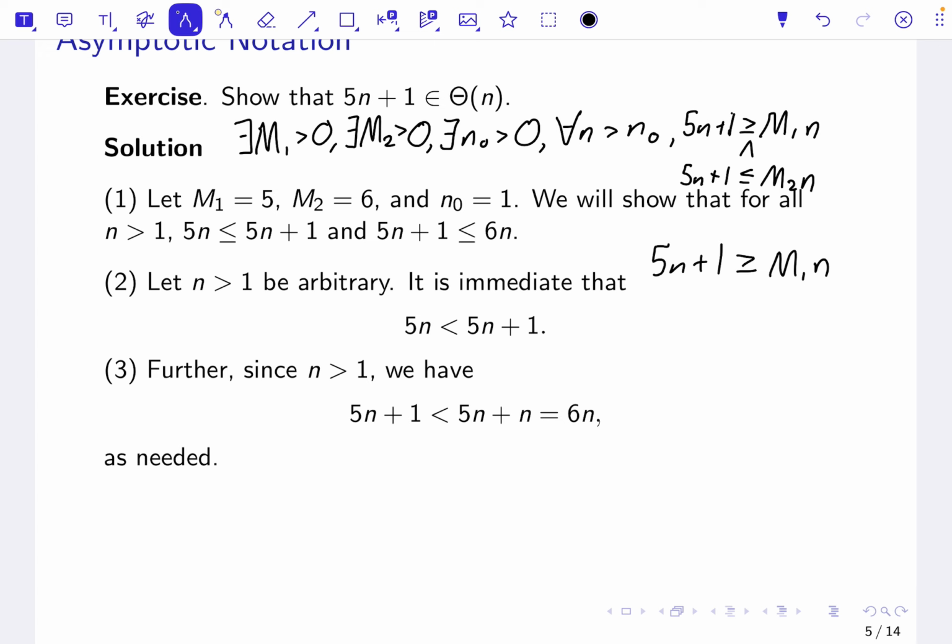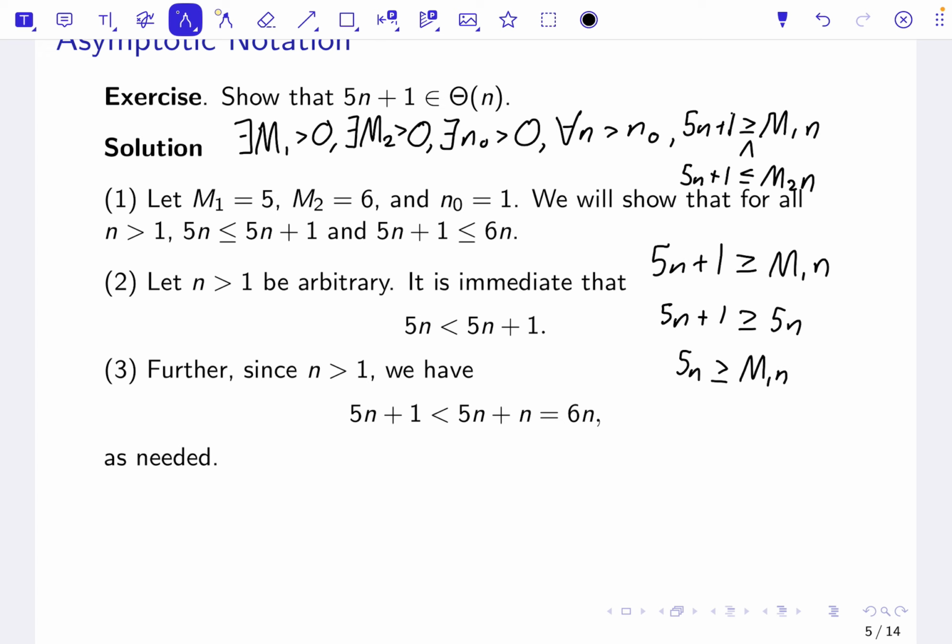For this one, we could use the really simple trick, drop unneeded terms. We see that 5n plus 1 is greater than or equal to just regular old 5n. Cool. So now we have a simplified inequality. We're going to reverse engineer that now.